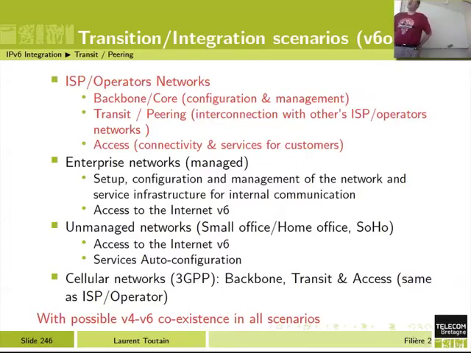Another part where it's quite different is the unmanaged network, because the unmanaged network is what you have in your home. Even if now you are network experts, you know everything about IP and how to configure devices, most people don't know how to use it, so they buy a box and put it on the network, and it has to work. It's the kind of thing we find at home, or in small offices where you don't have a network manager that can do all the configuration. And here, it will be easier to install IPv6 when we have the access, because we have some auto-configuration tools that are available in IPv6.